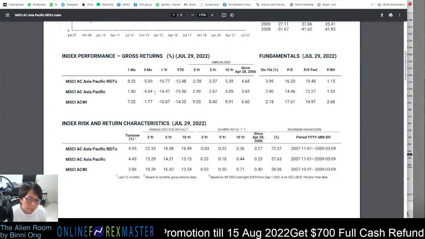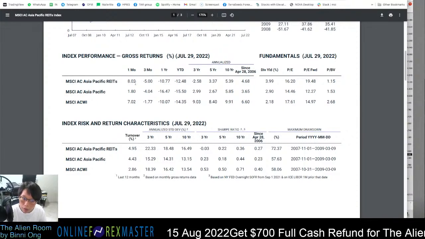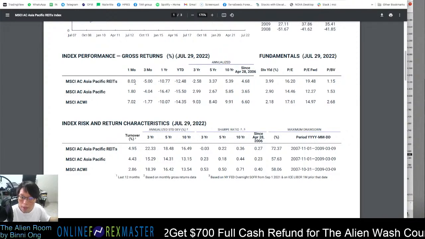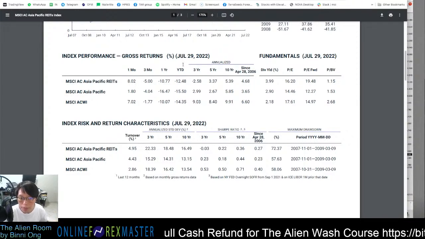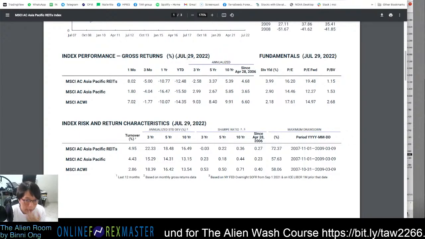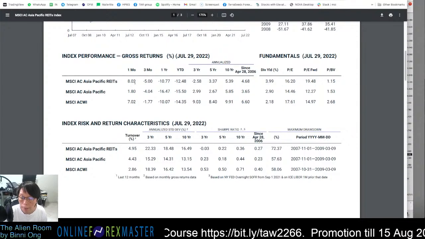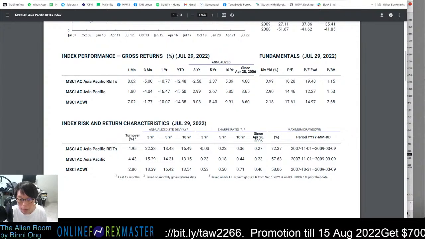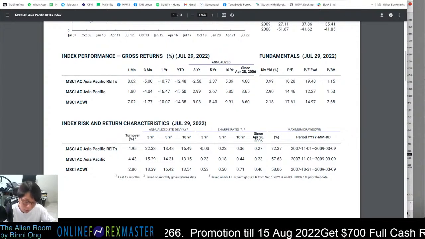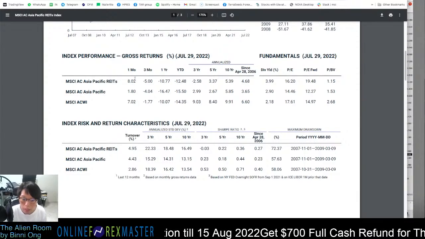I don't have enough data to tell you what happens going forward over the next 3 months, because that data is from the 29th of July, and it just went up about 8% in the month of July. So we are seeing that REITs are reversing.